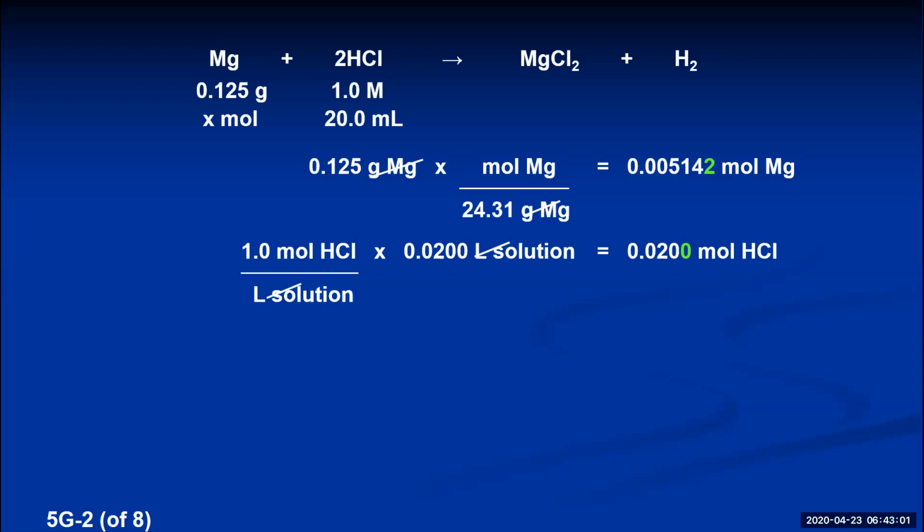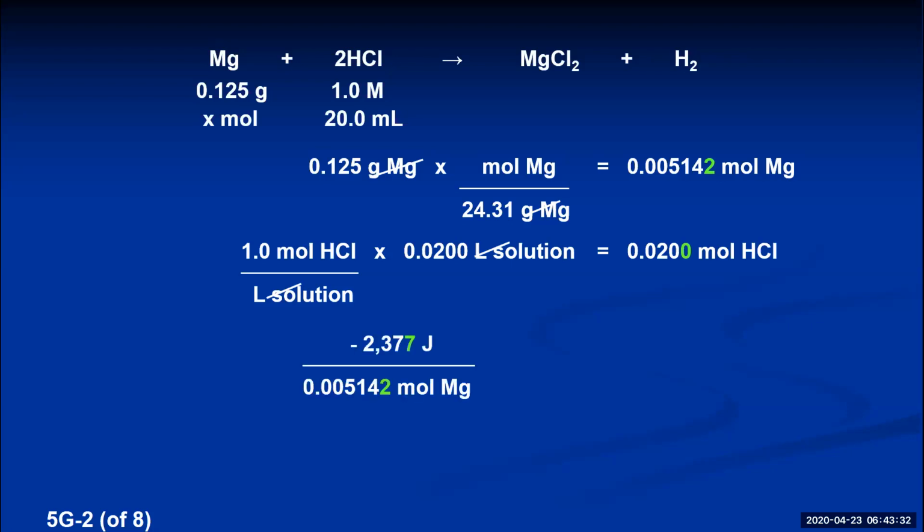So because the HCl's moles are so much larger, that means that if 0.005 moles of magnesium reacts in a 1:2 ratio, it would only react with 0.010 moles of HCl. So therefore, the magnesium actually is the limiting reactant. So we can assume the 0.125 grams of magnesium did react away completely. So now that we know that's actually true, if we want to calculate the kilojoules per mole of magnesium, it's 0.00514 moles of magnesium that were actually reacted.